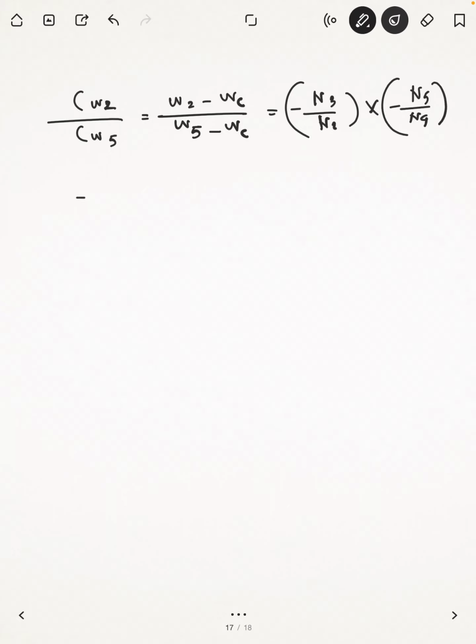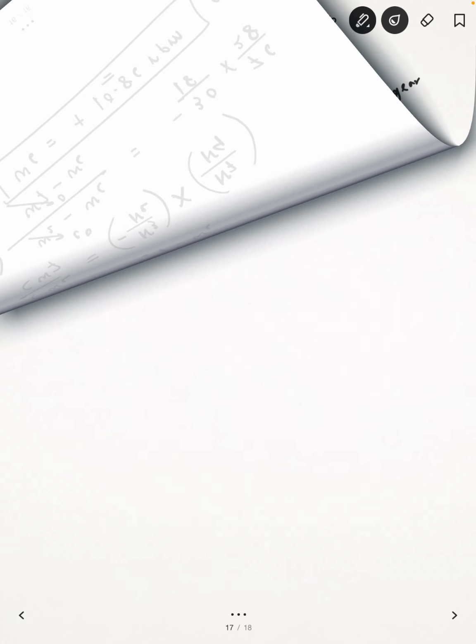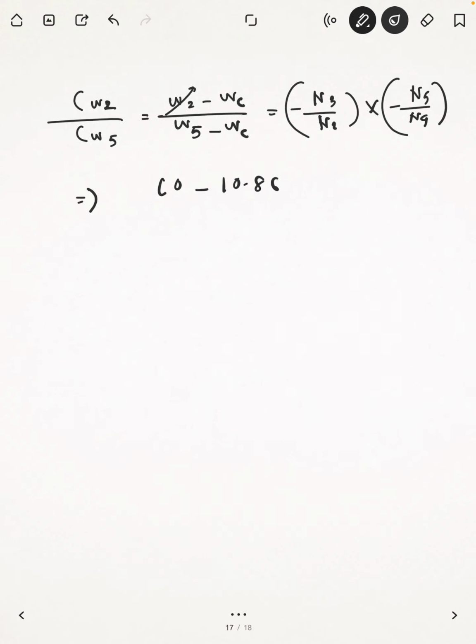Okay, so now you have the value of omega 2, that is 60. And omega C is what? Counterclockwise, that should be positive 10.86. Maybe you have to determine the value of omega 5. And then what is the value of omega 6? Omega C. Omega C is the carrier angular velocity, that is 10.86. Okay, and from here 30 by 18 times 20 by 28.